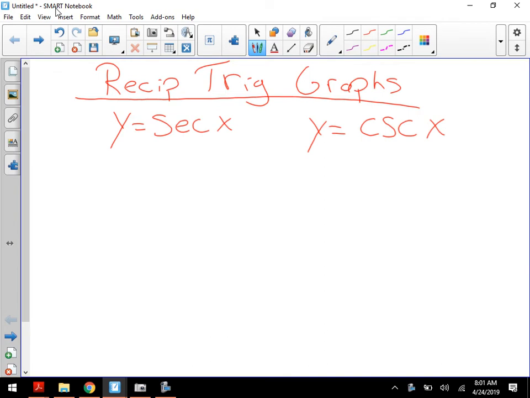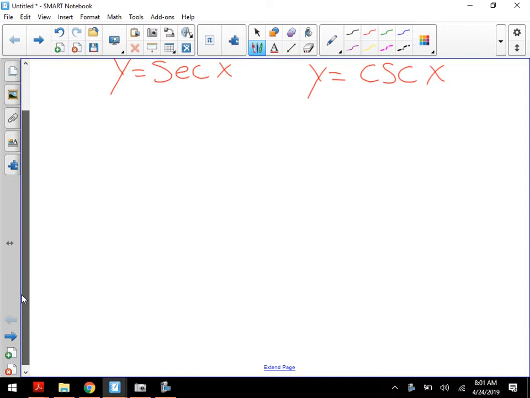And again, the reason why I don't want to worry about cotangent is because it just gets to be way too messy with the asymptotes. So when we're dealing with reciprocal functions, remember we kind of alluded to this a little while ago. If I look at secant, secant is the reciprocal of what? Cosine. Cosecant's the reciprocal of sine.